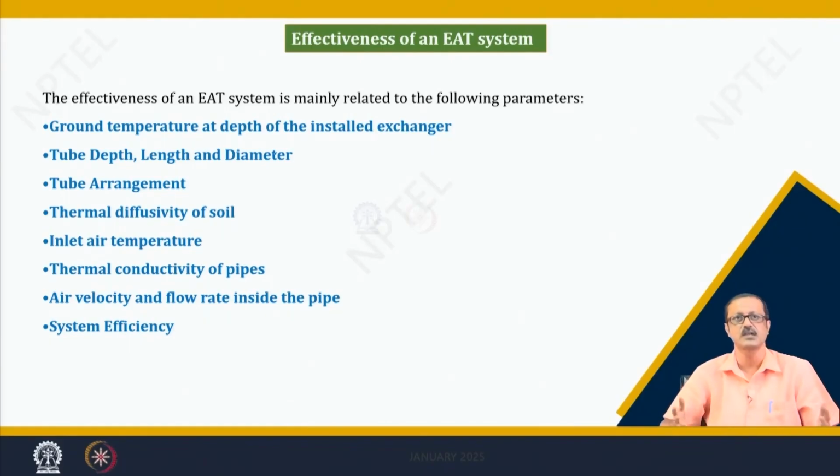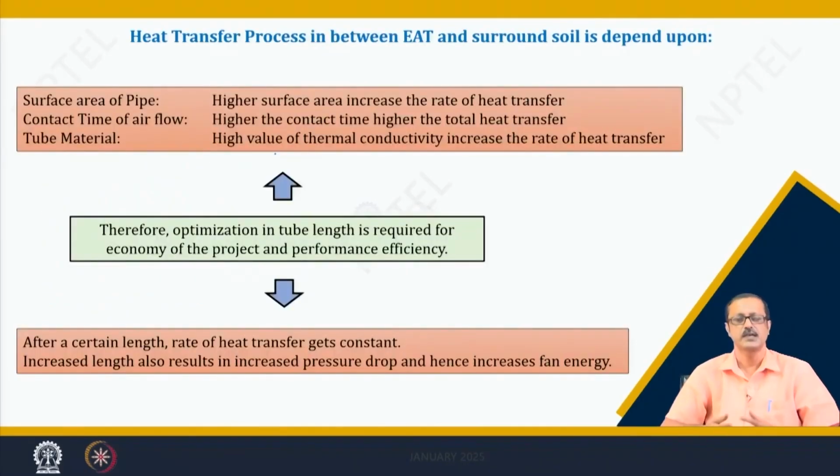The velocity of the air, the flow rate, because inside, the air should be very slow. Of course, not so slow that it cannot draft a proper amount of outlet, the required flow for your air conditioning purpose. So there should be a moderate kind of flow, and definitely the system efficiency. Here we see there is a kind of trade-off in the heat exchange process.